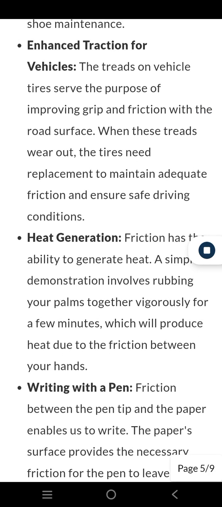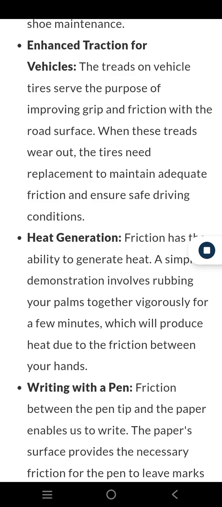Enhanced traction for vehicles. The treads on vehicle tires serve the purpose of improving grip and friction with the road surface. When these treads wear out, the tires need replacement to maintain adequate friction and ensure safe driving conditions.